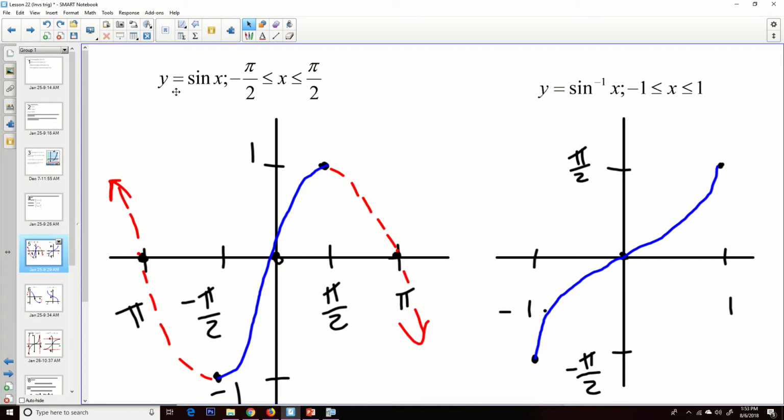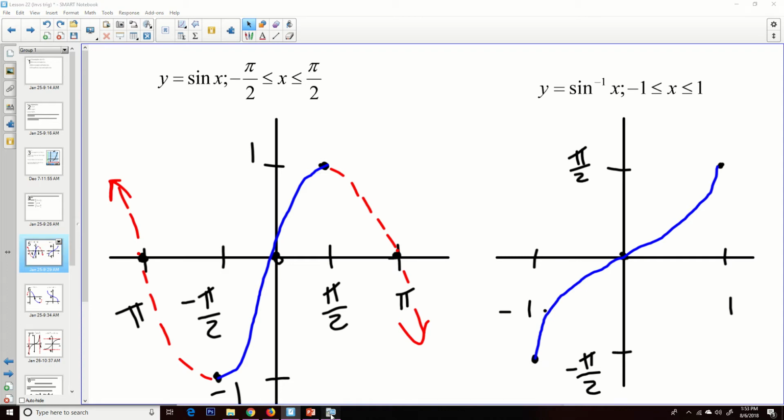Now remember, an inverse is flipping the x and y values. So the point pi over 2 comma 1 in the inverse function would become 1 pi over 2, and the point negative pi over 2 negative 1 becomes negative 1 positive pi over 2. The x and y switch.